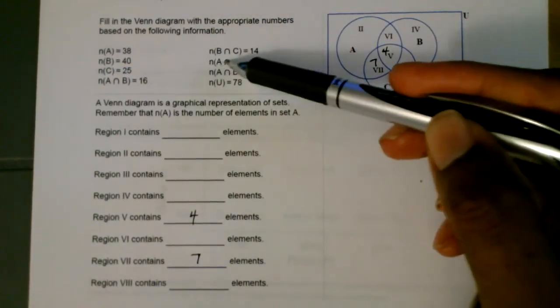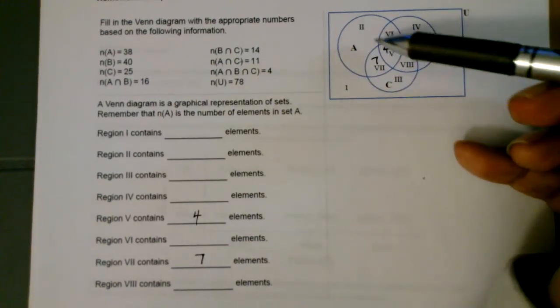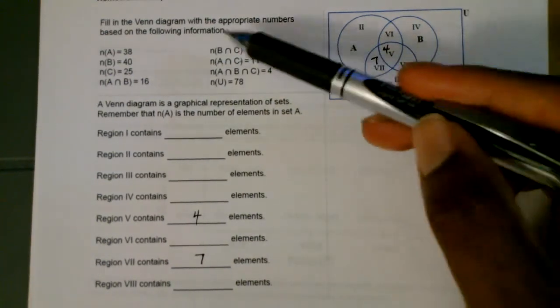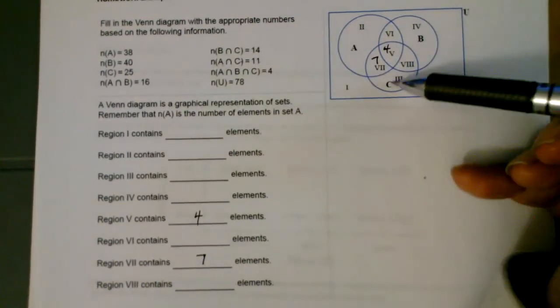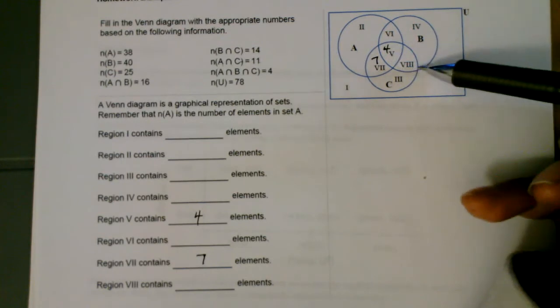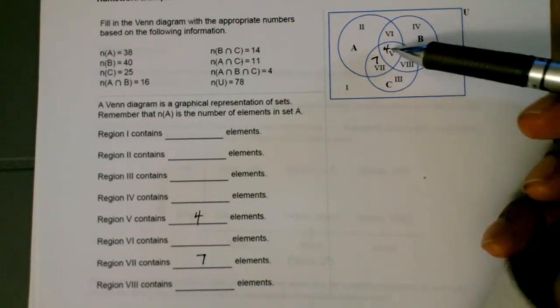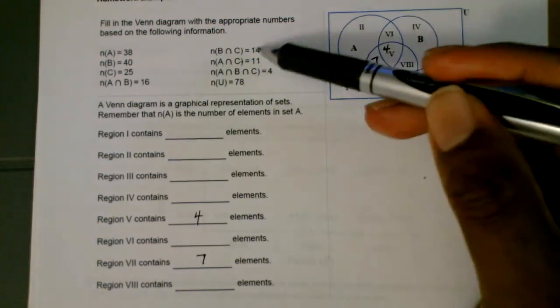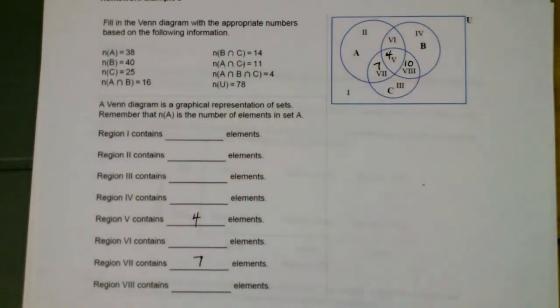And then for the intersection of A and C, that totals 11, which I already did. Now for B and C, the intersection of B and C is 14. Here's B and here's C. That's this whole thing, that totals 14. We got 4, so if I subtract a 4 from that 14, that will be 10. This is for region 8, which has 10 elements.